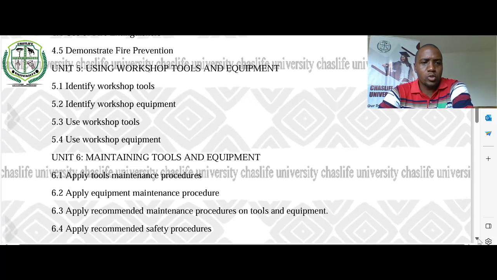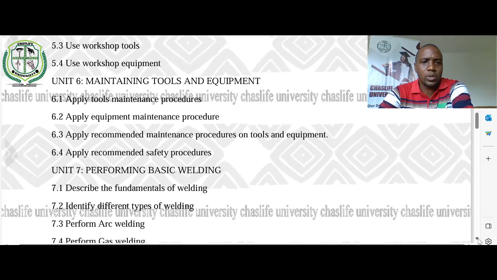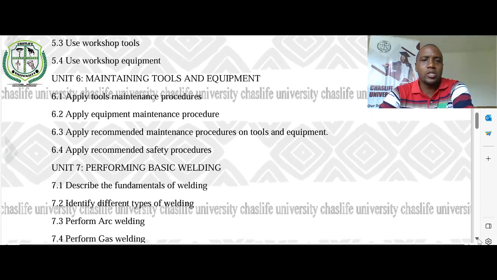So we move on to Unit 6. Under Unit 6, we are looking at maintaining tools and equipment. The first one under this one is applying tools maintenance procedures. We have to know how to maintain these tools.